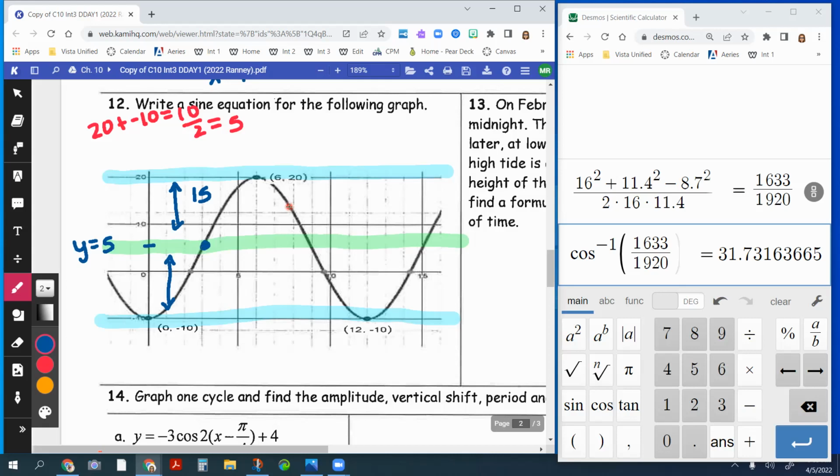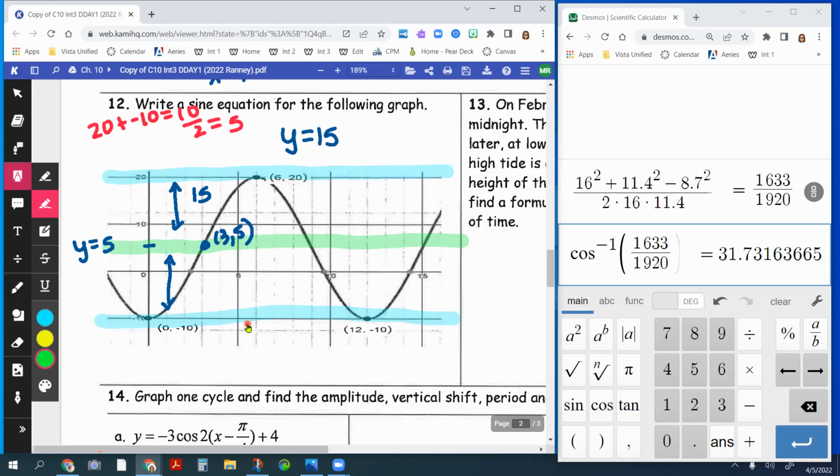I'm going to start here, which is going to be, let's see, 1, 2, 3, 4, 5. So this is going to be at 3, 5. Okay, so this point here is at 3, 5. So when we write our equation, it's going to be y equals our A, which is 15, because I'm going to be basically going from here to here.